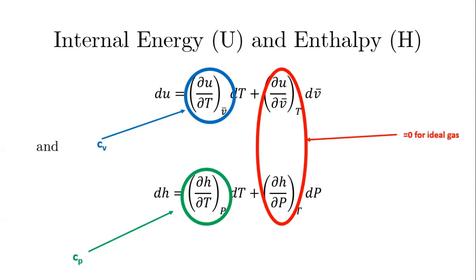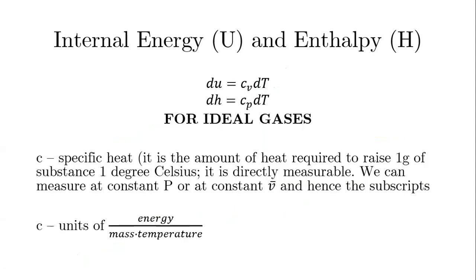For non-ideal gases, they do not necessarily go to zero. So what that means is that for an ideal gas, I can calculate dU. dU would be equal to CV dT, and dH will be equal to CP dT. And let me remind you what this specific heat thing is.